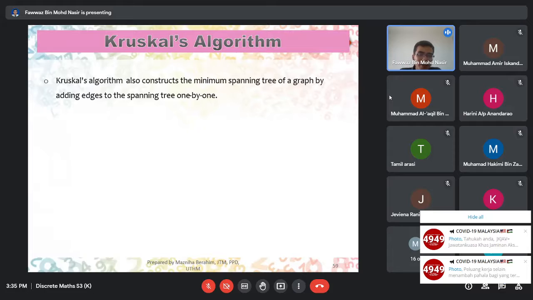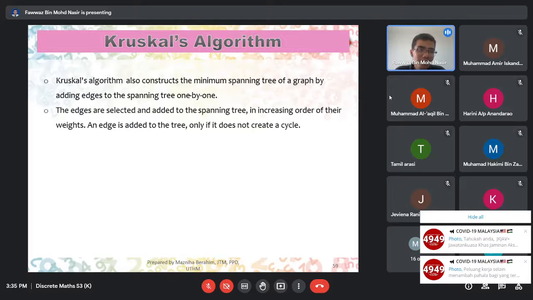Cuma Pascal algorithm ni dia lebih simple sedikit berbanding dengan Prim's algorithm. Prim's algorithm sebab kita nak kena compare the weight with all the edges yang incident to any particular vertices ni. Dalam Pascal algorithm ni kita just cari the edge with the smallest weight sahaja. Okay, kita tak perlu concern dengan vertices mana yang incident to edge mana yang incident to any particular vertex. So dia lebih simple sikit.